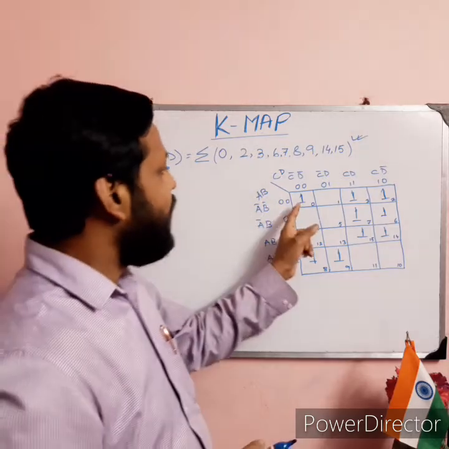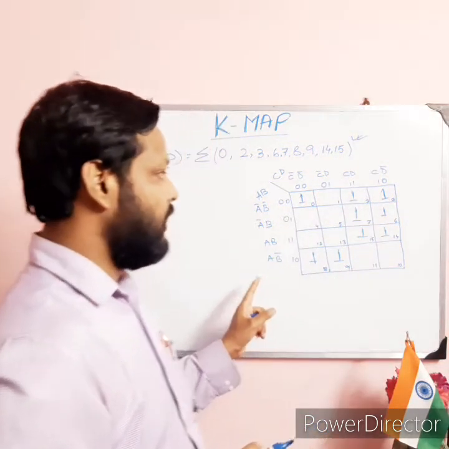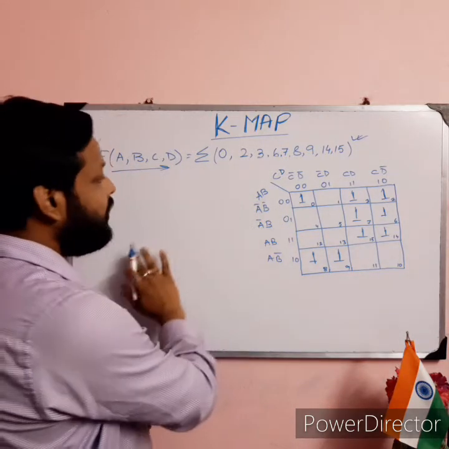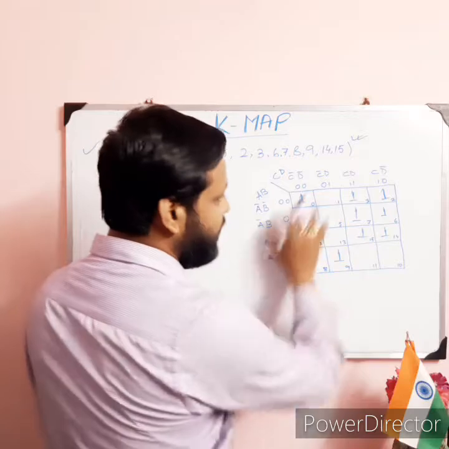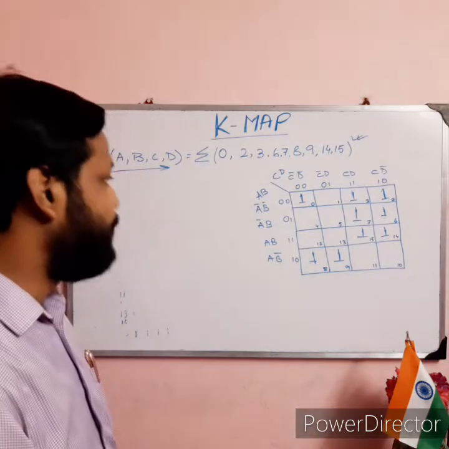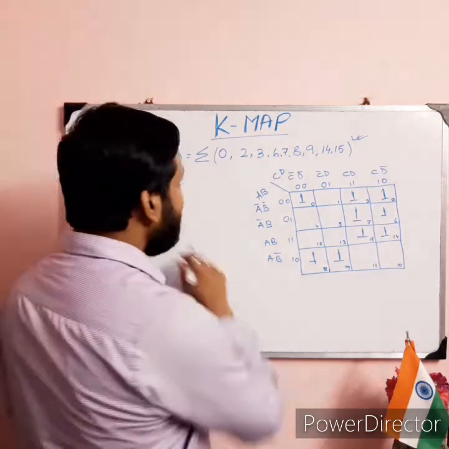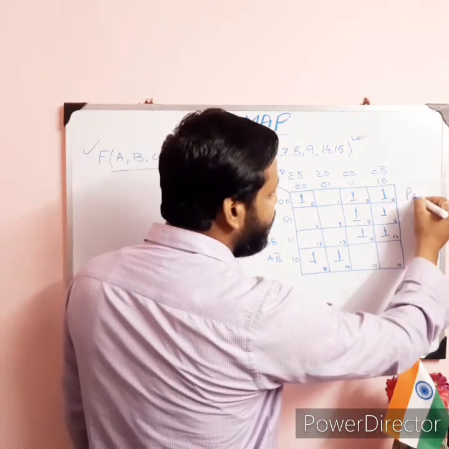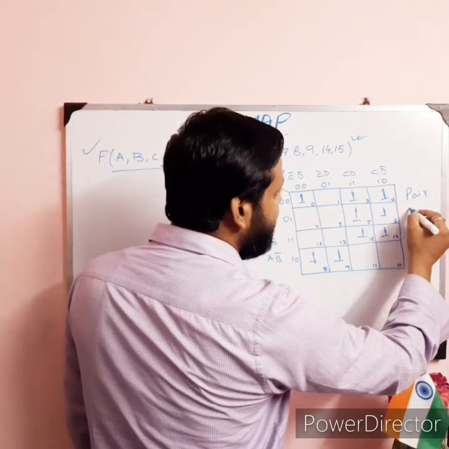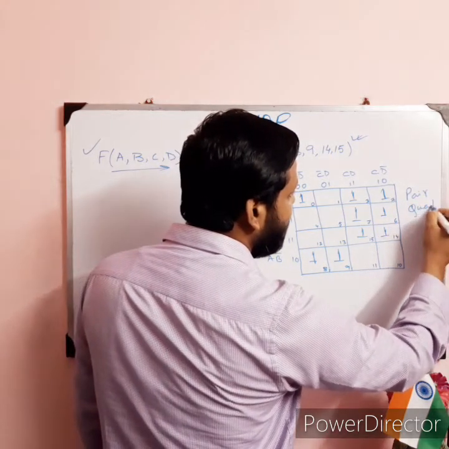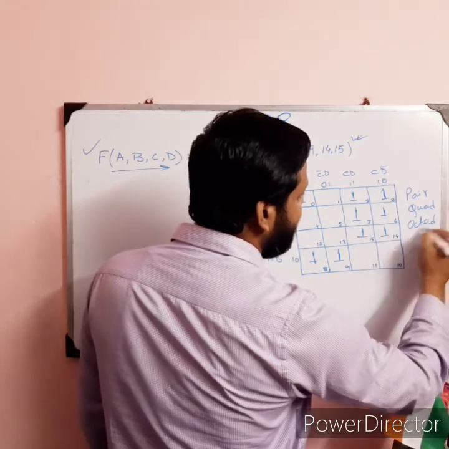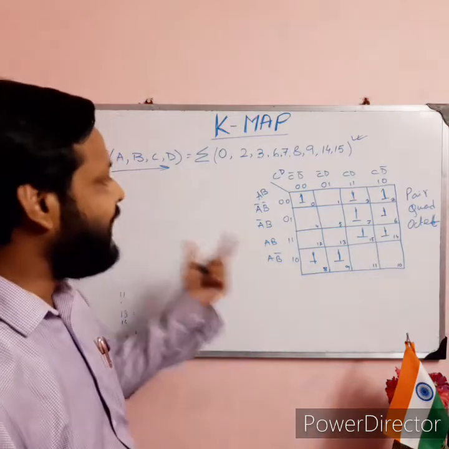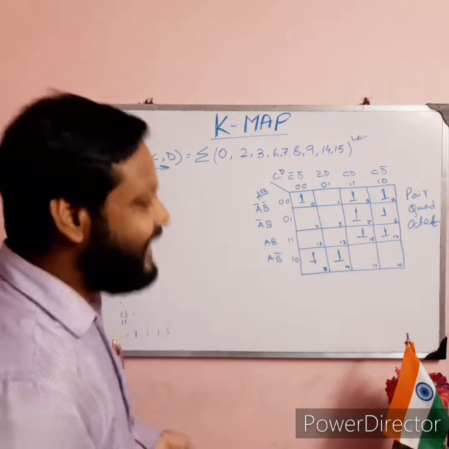Because of that, we need to reduce all these terms. So we are applying K-map here. To find the reduced expression from there, we need to create groups. This group creation is very important. For these 4 variables, we will get 3 groups: one is pair, another is quad, another is octet. And if anything is single, that means we are unable to create a group, then it is called a singlet.